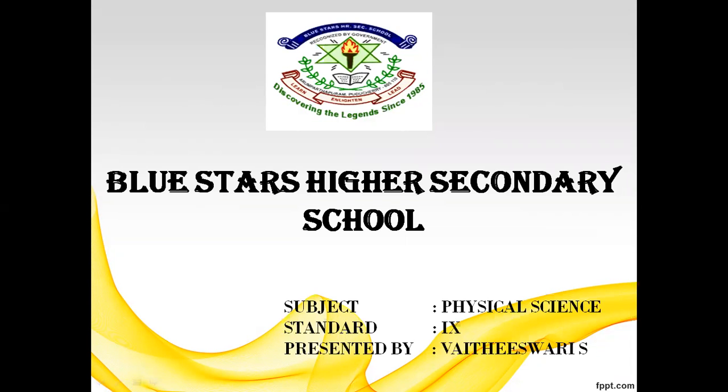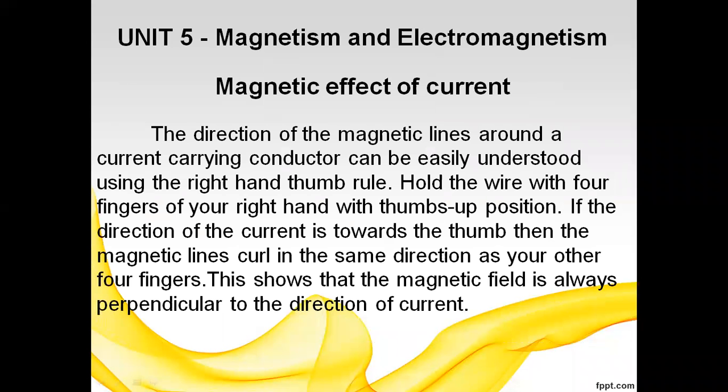Last class we discussed Unit 5, magnetism and electromagnetism. We discussed what magnetic field lines and magnetic flux are, and the properties of magnetic lines of force. So, in this class we will discuss the magnetic effect of current.